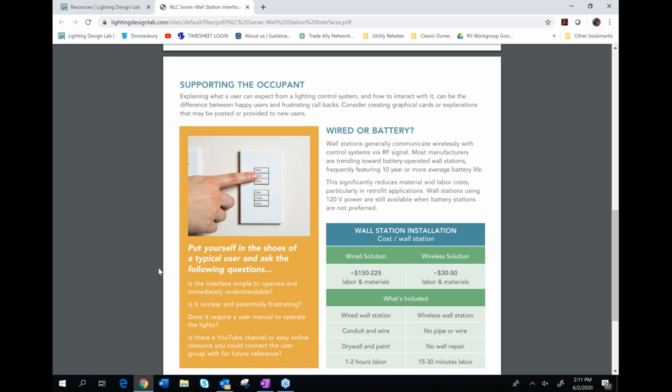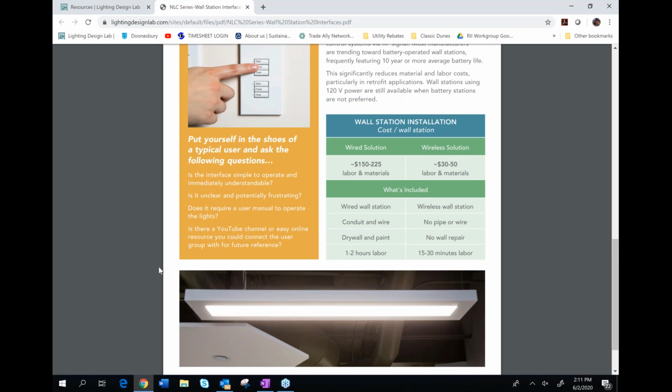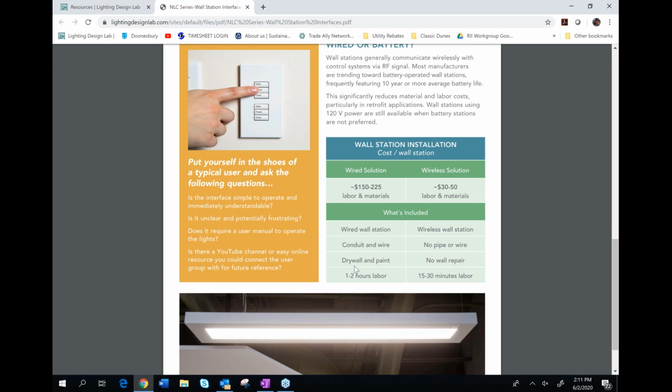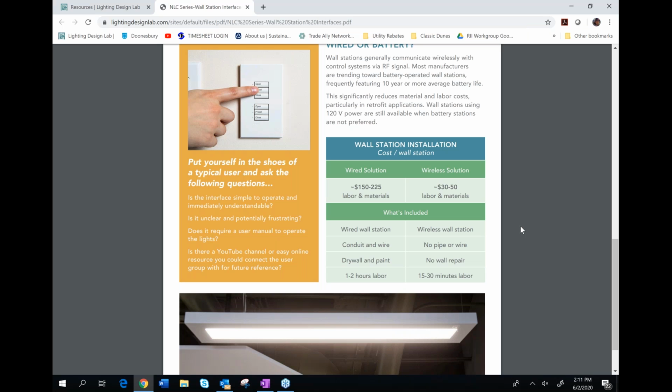It describes some of the major wall station programming types. It talks a little bit about who and how is involved in the planning. And at the very end, it talks a little bit about the decision whether, hey, do you want to have a wall station that uses the power on the wall or a battery operated one? So you even have a little bit of those figures and dollars and effort and labor right there.